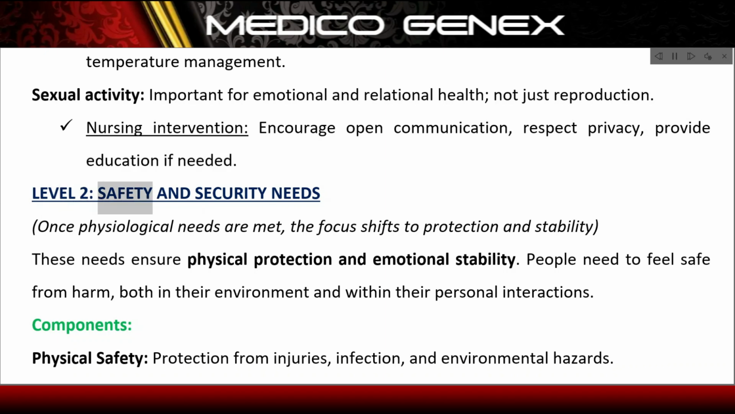Level 2. Safety and security needs. Once physiological needs are met, the focus shifts to protection and stability. These needs ensure physical protection and emotional stability. People need to feel safe from harm, both in their environment and within their personal interactions.